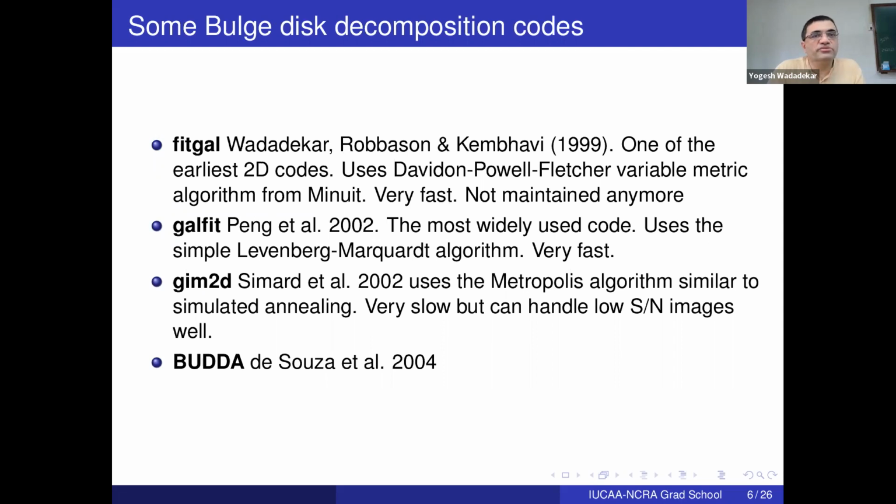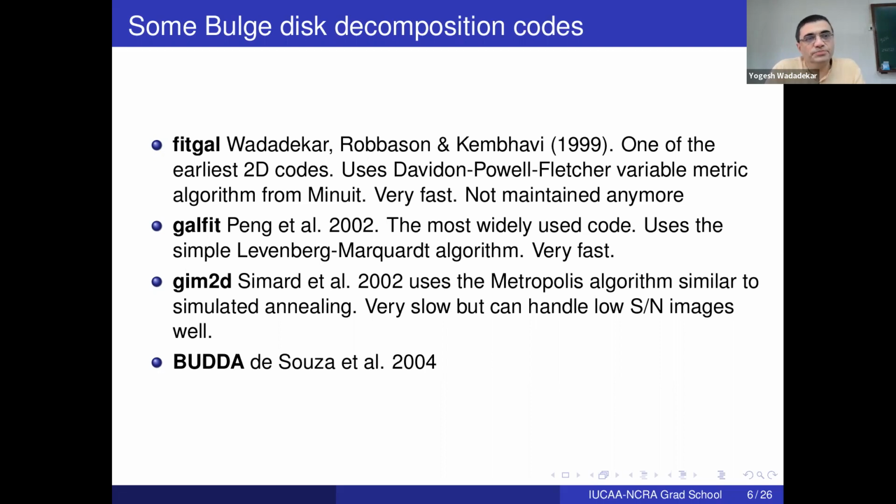There are a number of bulge-disc decomposition codes that are available. I wrote one of the earliest ones. In fact, my first paper, when I was doing my thesis, was on one such code. It uses something known as the Davidon-Powell-Fletcher variable metric algorithm to actually perform the fit. It's very fast, but it has not been maintained for a very long time. Although it was used in the first 5 or 6 years, after I stopped maintaining it, people stopped using it.